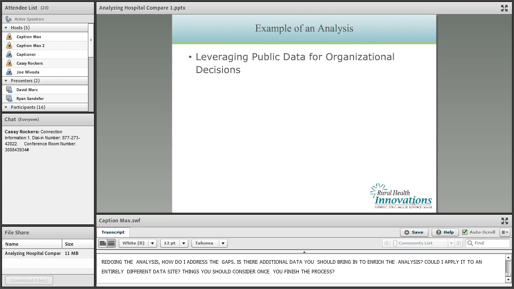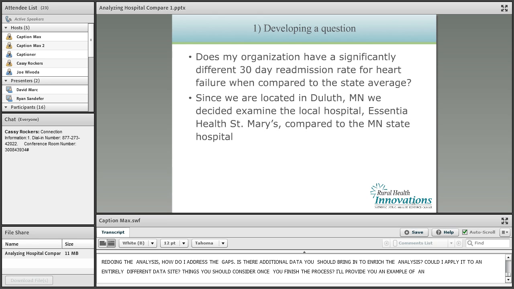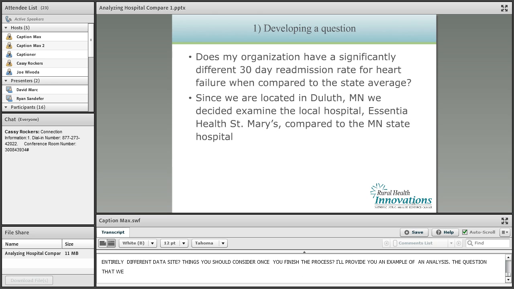This could be important when you're trying to report out statistics such as, does my organization have significantly different observed outcomes than other organizations? And we're going to provide an example of that in the upcoming slides.